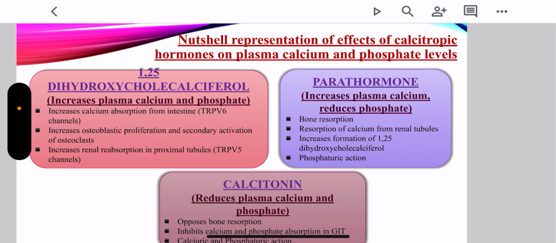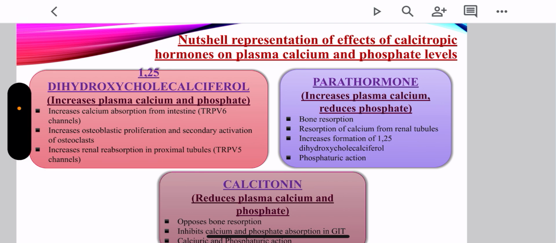Okay. Now about the role of parathormone. It increases the plasma calcium, but simultaneously it decreases phosphate. How does it happen? It increases resorption from bone, and increases reabsorption of calcium from renal tubules. Okay, so you can see the difference: resorption from the bone, reabsorption from renal tubules.